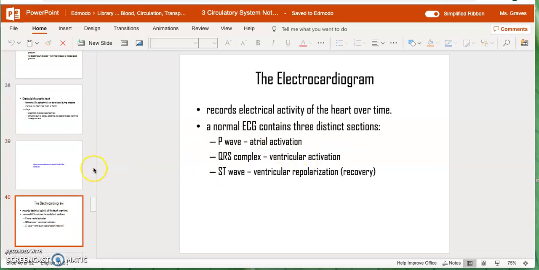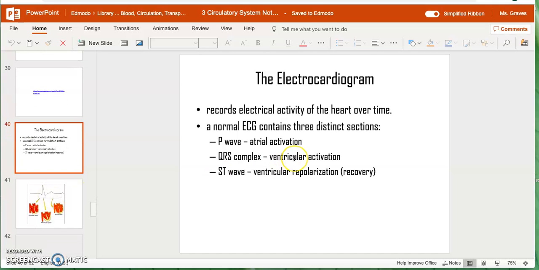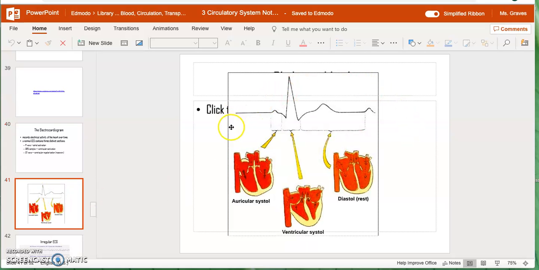The next thing we'll talk about a little bit more in depth is the ECG, or the electrocardiogram. So this is the sort of thing that you see in every medical show ever. If you watch Grey's Anatomy, they're on there a lot.